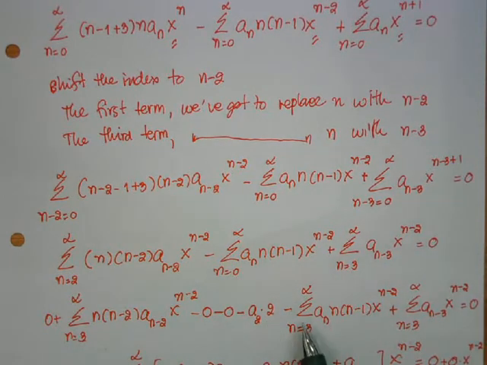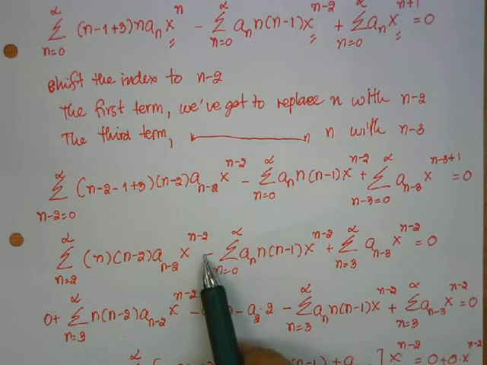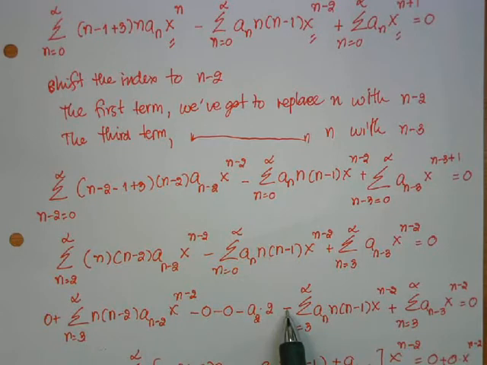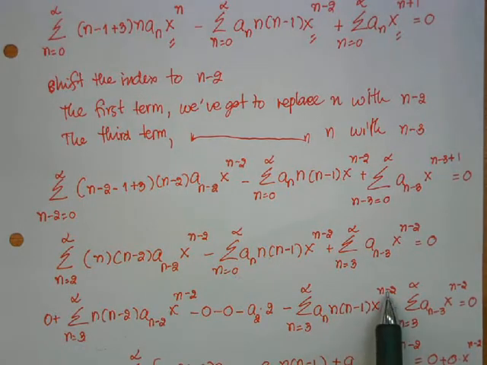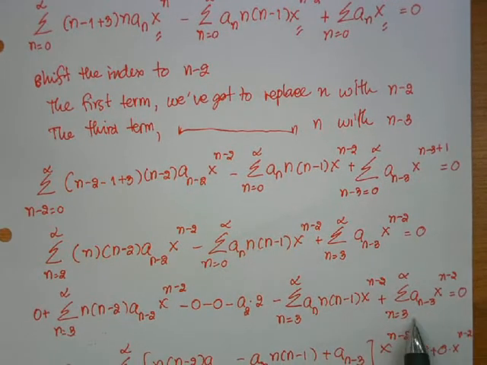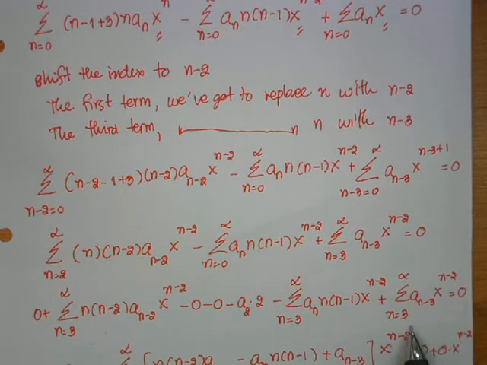And plus the rest of the term. Since we have negative sign up here, so I put negative sign there. Summation of n starting from 3 to infinity of an times n minus 1 times x to the power of n minus 2. And the last term we didn't do anything because it's already starting from 3.